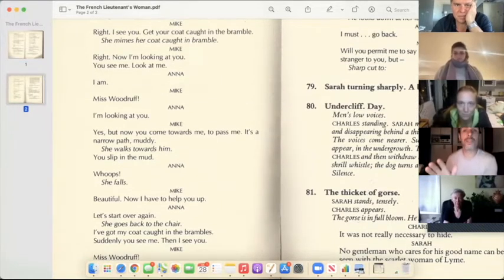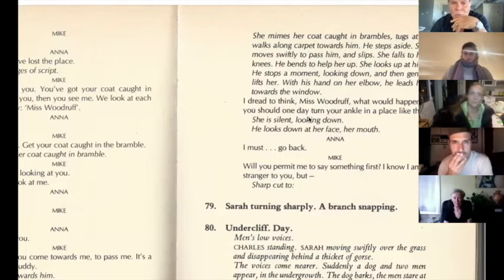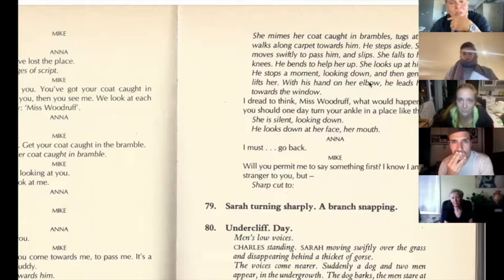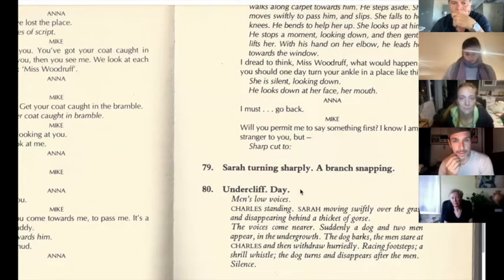Miss Woodruff. She mimes her coat caught in the brambles, tugs at it, walks along the carpet towards him. She steps aside. She moves swiftly to pass him and she slips. She falls to her knees. He bends to help her up. Now here comes the moment. She looks up at him. He stops a moment looking down, and then he gently lifts her. And with his hand on her elbow, he leads her towards the window. I dread to think, Miss Woodruff, what would happen if you should one day turn your ankle in a place like this? She is silent, looking down.